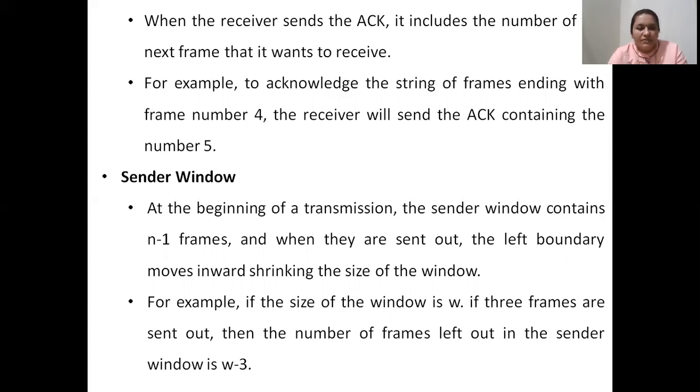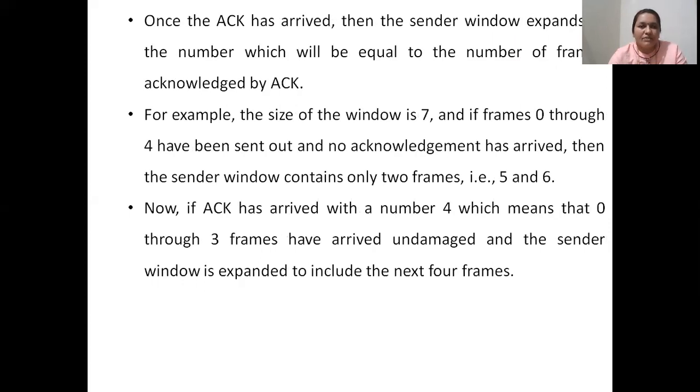Now coming to the sender window. At the beginning of the transmission, the sender window will contain n minus 1 frames. That is the size of the window. And when frames are sent out, the left side boundary moves inwards and reduces the size of the window. Say if the size of the window is W and 3 frames are sent out, at this stage the sender window size will be W minus 3. Once the acknowledgements have been received, the sender window expands by the number of frames which are acknowledged.